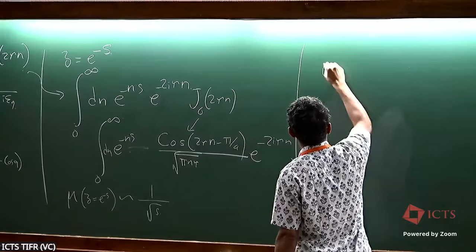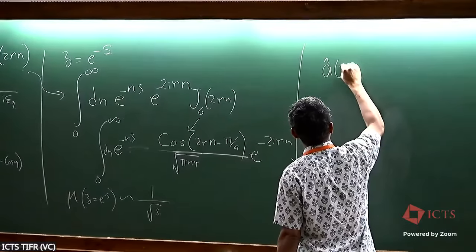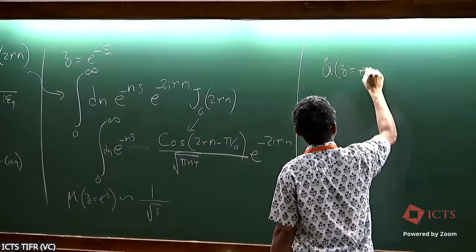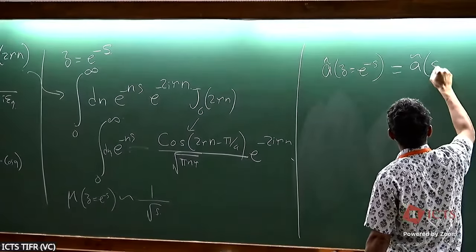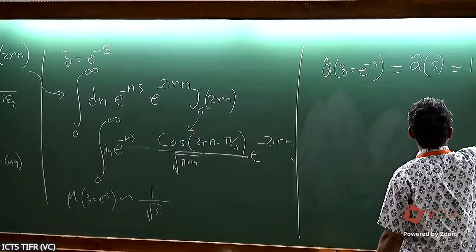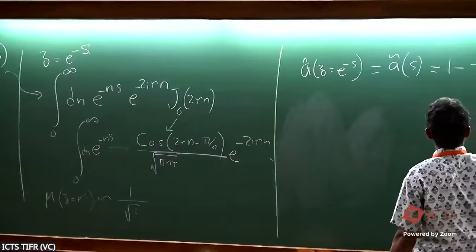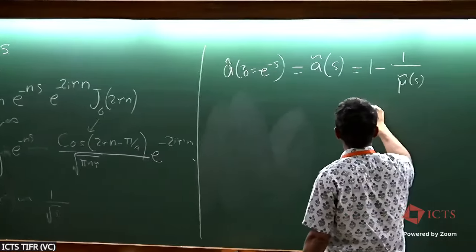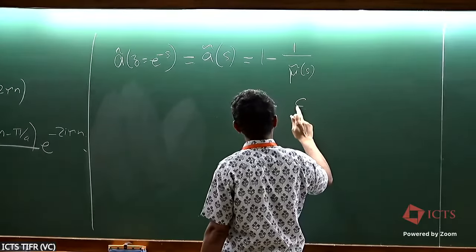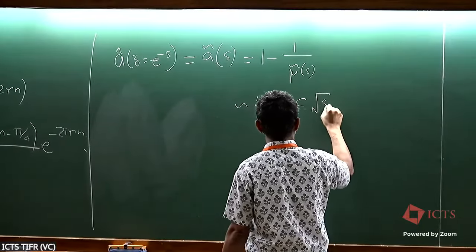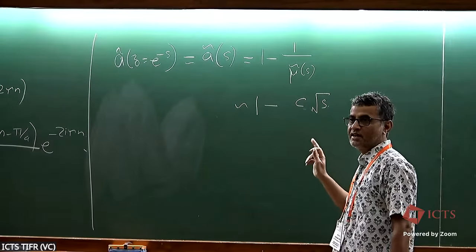So a hat. This is what we have been doing, which we then call a tilde s. This will be 1 minus... And so now we see that this goes as 1 minus c by root s, or c times some root s. Right. Okay. Now how do we find an from here?